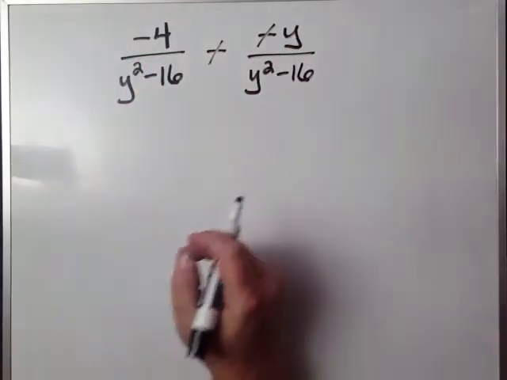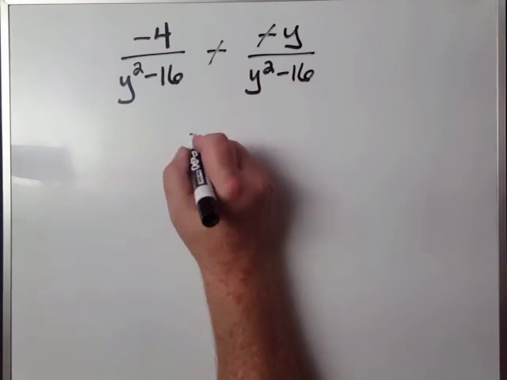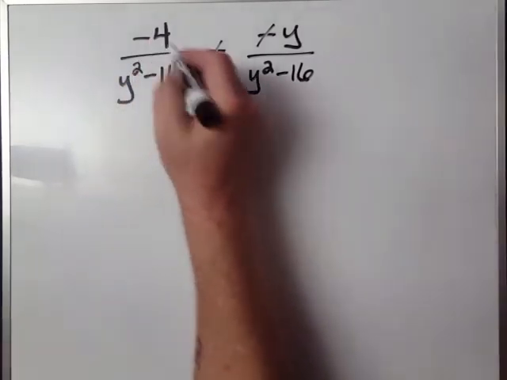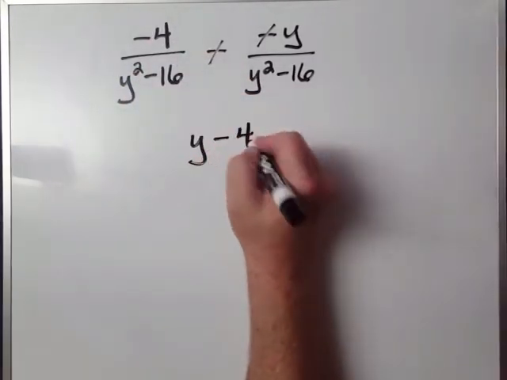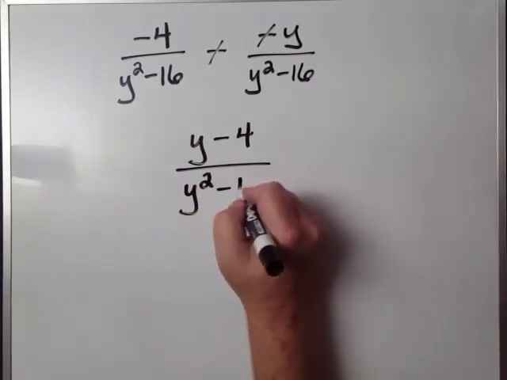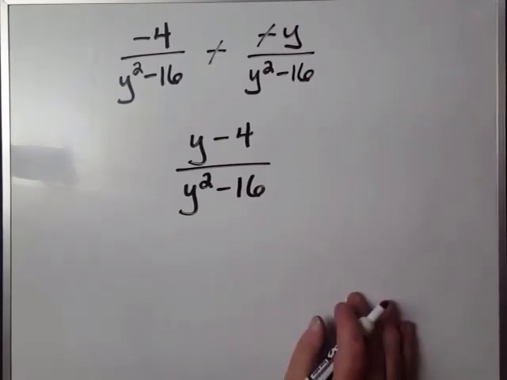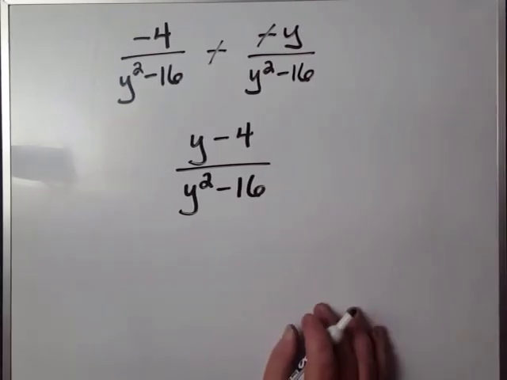So add the tops, and I'm going to write them in descending powers. I'm going to put that y first. And what? Minus that 4. And this is over this common denominator. Now I'm interested in factoring, because now I'm interested in checking for lowest terms.